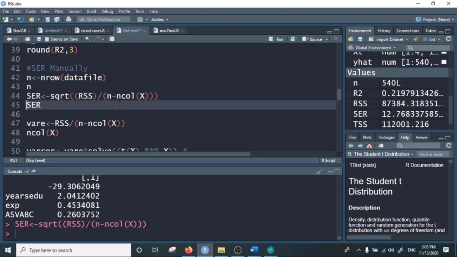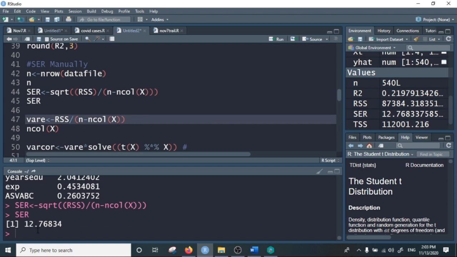So if I run this, it calculates the standard error of the regression line, and we can see that it's 12.76.